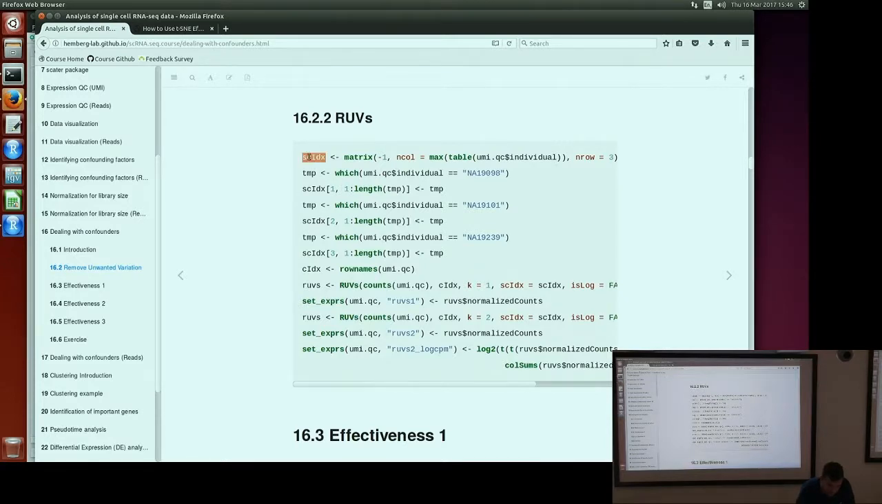So what we need to define is a matrix that effectively nominates which cell applies to which sample. And so here we're saying that row 1 will contain the indices for this individual. Row 2 will contain the cell indices for this individual, and the third row contains this.